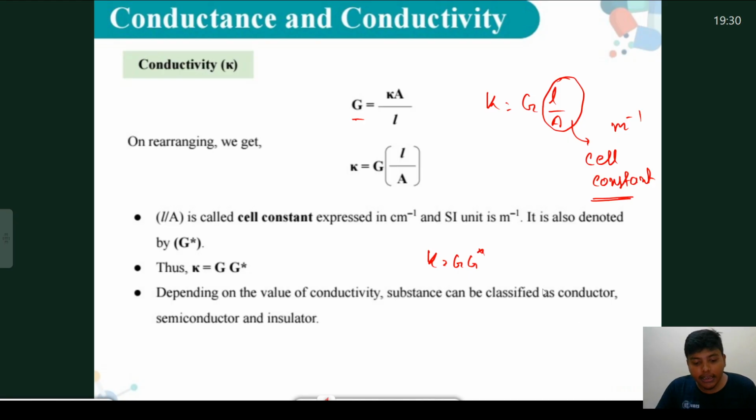Depending on the value of kappa, if the kappa value is very high, then it is highly conductive, a conductor. If medium, it will be a semiconductor. If it is very low, zero also, that is known as insulator. Depending on that, we say which is conductor, semiconductor or insulator. And on any battery, the kappa value is written, not the G value.